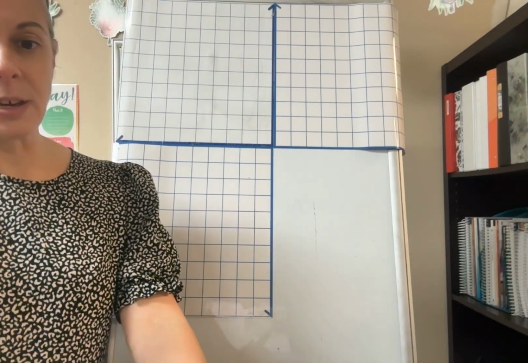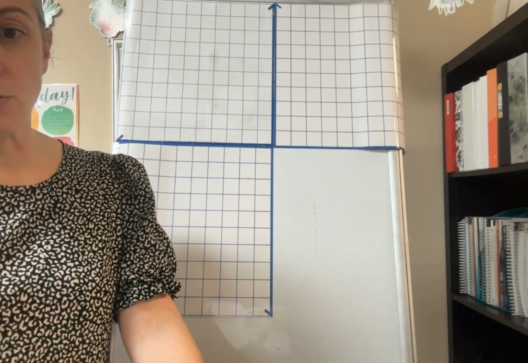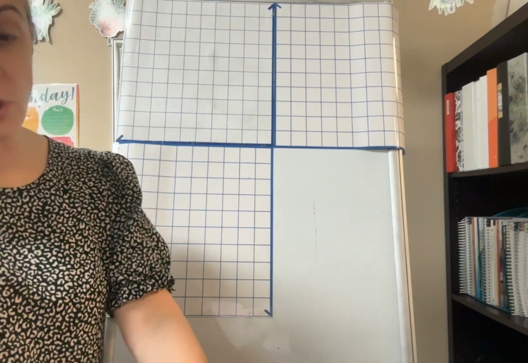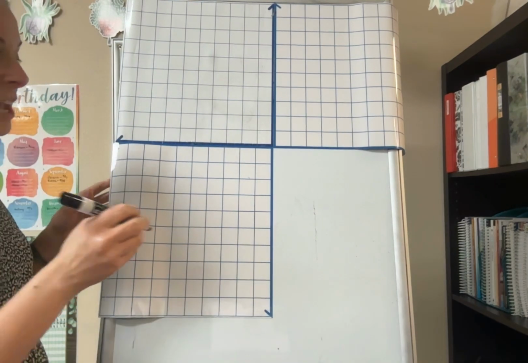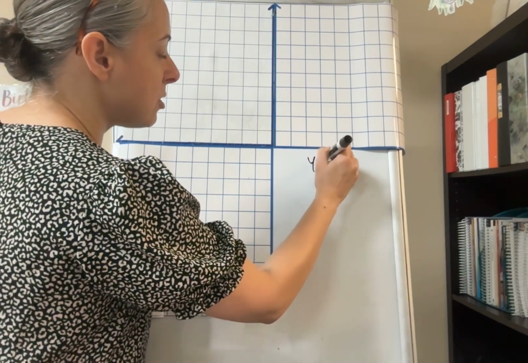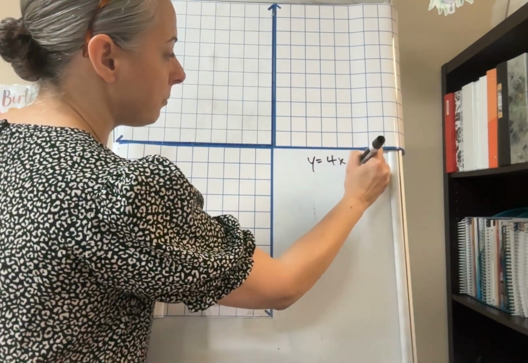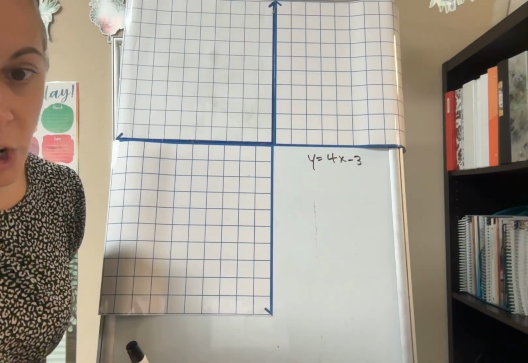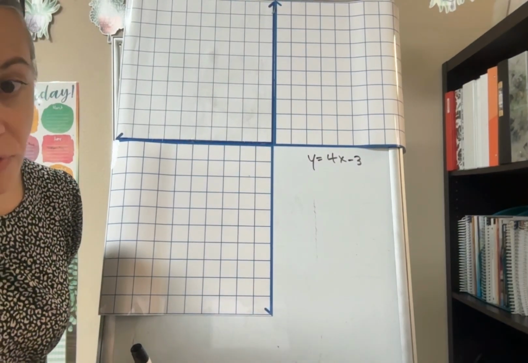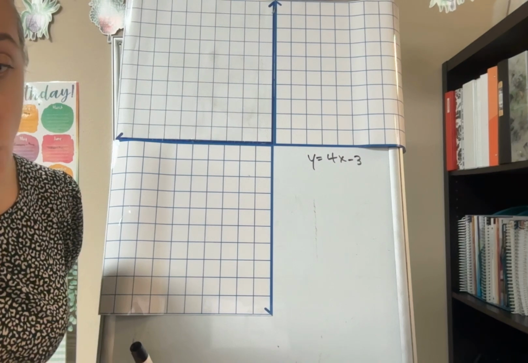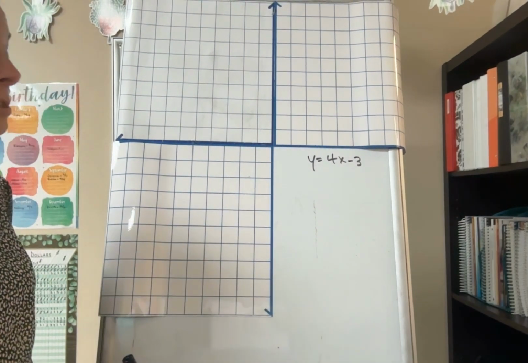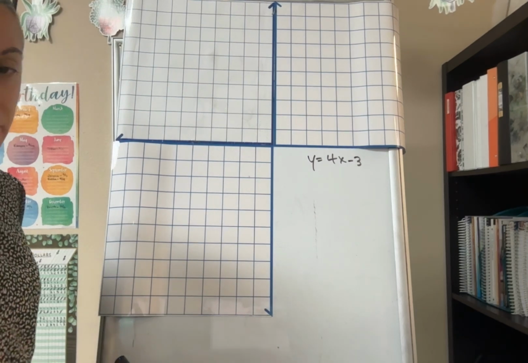So example 3 tells us Kaylee had a $3 coupon to use at her favorite restaurant. If every hamburger costs $4, the function y equals 4x minus 3, that's our function rule, will represent her cost before taxes. Graph the function and use the graph to determine how many hamburgers she can buy with $15 of cash. Okay?